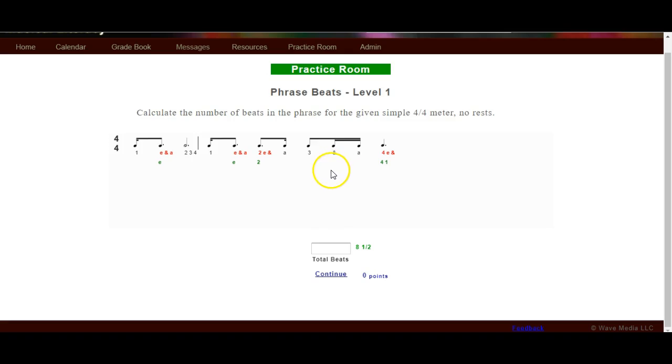So, 4, 5, 6, 7. The quarter note is 8. And the dot is half of a quarter note, or an eighth note. So half of a beat. So 8 and a half. Yeah, that does make sense.